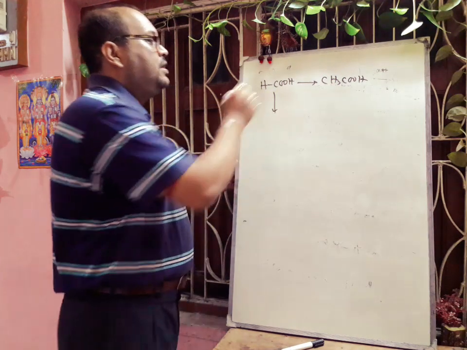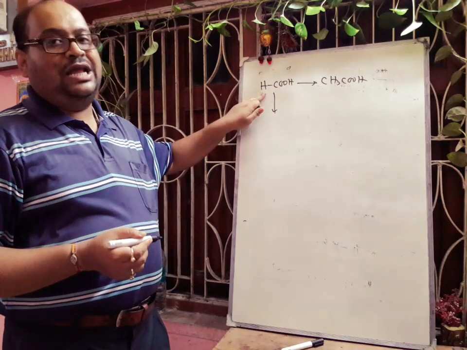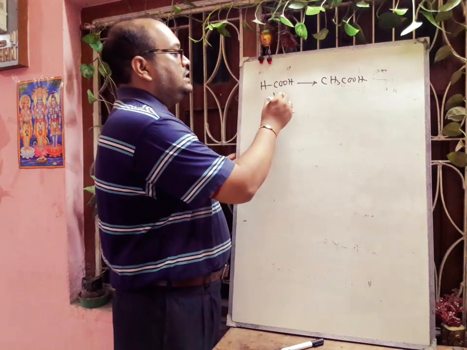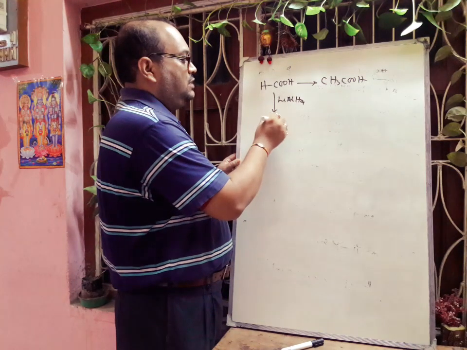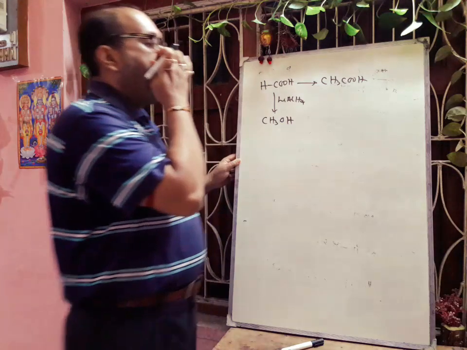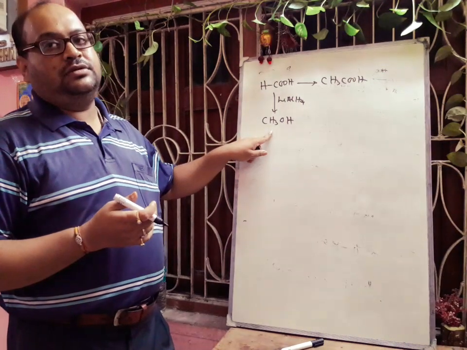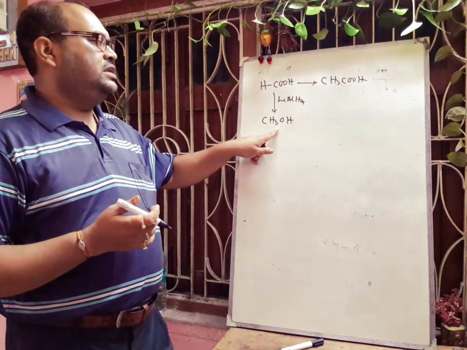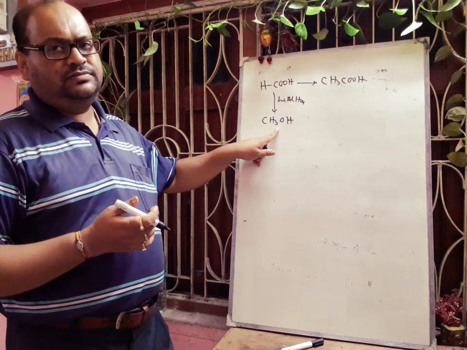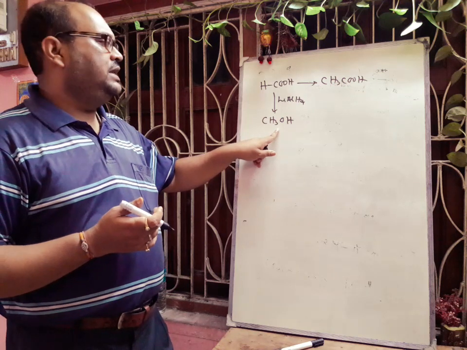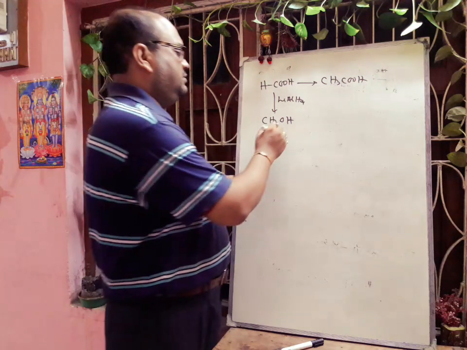First, what to do? We will convert this carboxylic acid to alcohol. So here we can use the reagent lithium aluminum hydride. So that will form methyl alcohol. In the next step, what will we do? Where we can use PBr3, or better, we can convert the OH into I by red phosphorus and iodine.